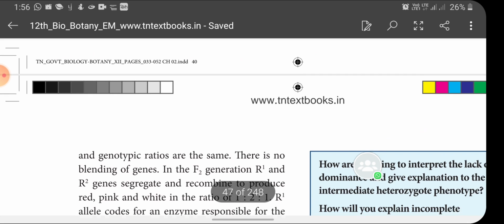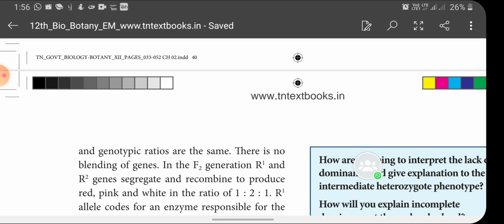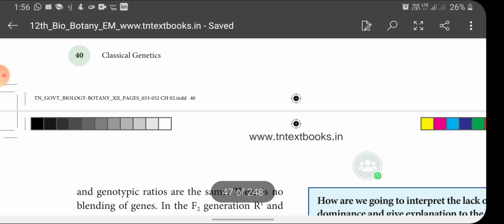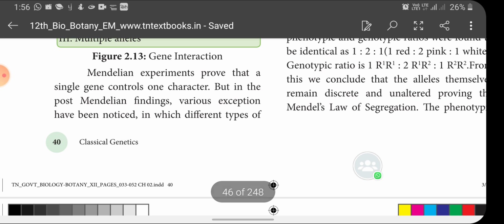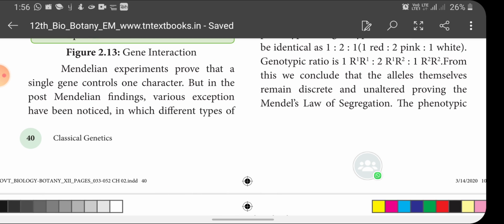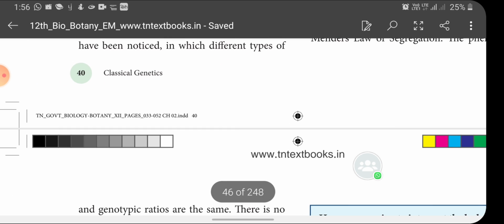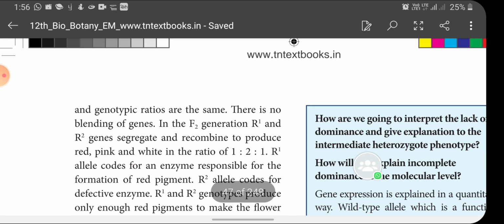The phenotypic and genotypic ratios are the same, so there is no blending of genes, as Mendel said in the law of segregation. See here, children, from this we conclude that alleles themselves remain discrete and unaltered. Alleles will not be altered; they remain as they are without any alteration, proving Mendel's law of segregation. If there were a blending of genes, we could see some other combinations.